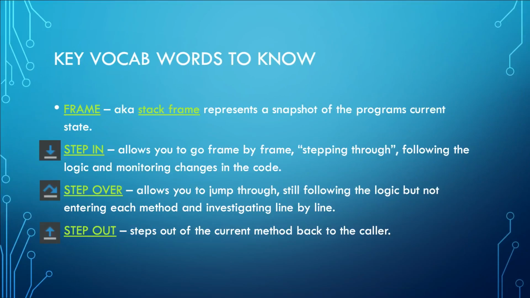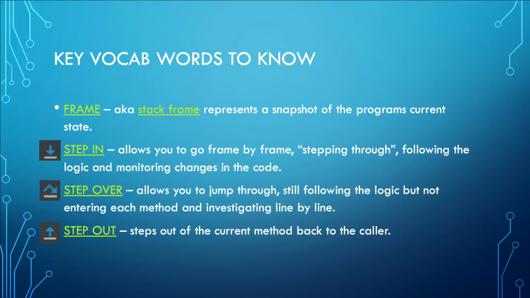Now, finally, a few more vocab words so we can really communicate the act of debugging. A frame, aka stack frame, which I showed you just a little bit ago, represents a snapshot of the program's current state. Then there's step in, which allows you to go frame by frame, stepping through and following the logic and monitoring changes that occur in the code. Step in would also be used if you were to reach a method and you want to follow where that goes, you would step into that method to then step through that code line by line.